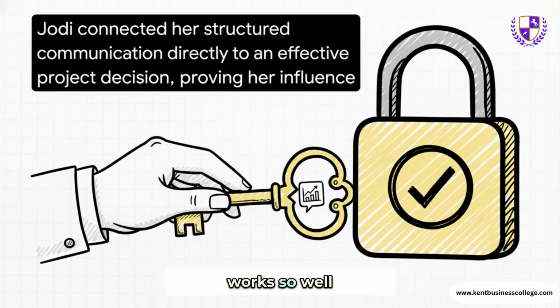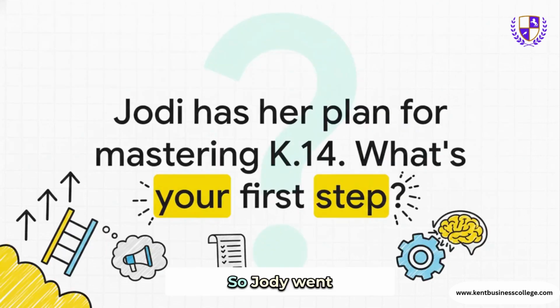This answer works so well because it's not just a story about sending a report. It's a story about how her structured, evidence-led communication directly led to a crucial business decision. She didn't just say she was influential, she proved her influence by showing the positive outcome. So, Jody went from being stuck and totally overwhelmed to mastering one of the most valuable skills in her entire apprenticeship. She had a plan. And now, you do too.